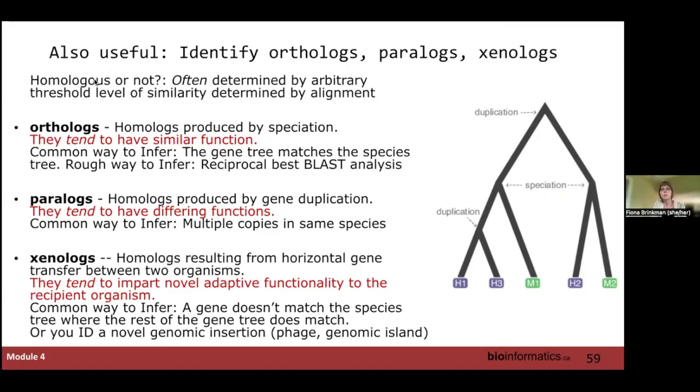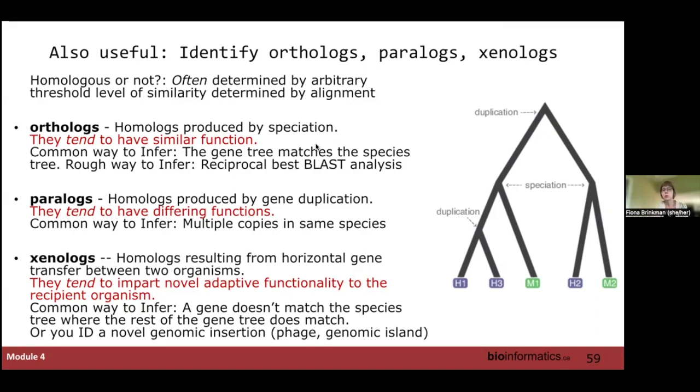So basically, you're always wanting to figure out if something is homologous or not. Often it's determined by some sort of arbitrary threshold of similarity determined by alignment coupled with any kind of functional information or position in the genome, for example. But once you figure out that something's homologous, it's very helpful to find out if it's orthologous. Will Sao already mentioned this in the opening lecture. That's where genes are produced by speciation. They're of interest because they tend to have similar function. They're basically the same gene in two different species.